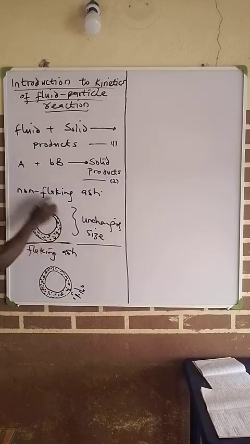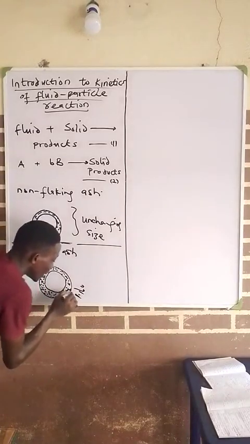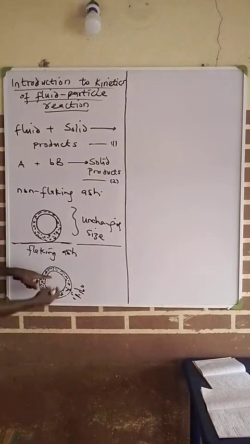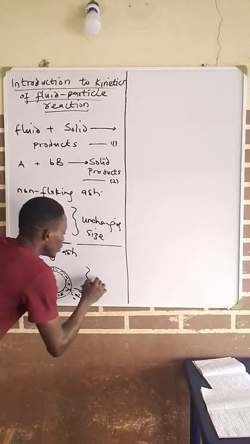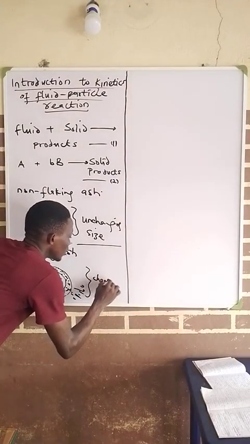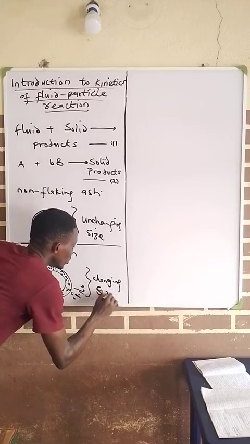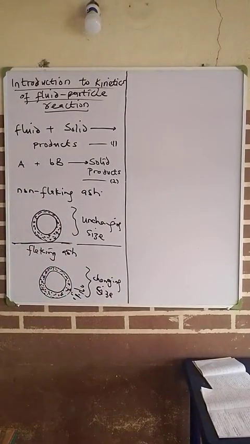It will not be the initial size. It will not maintain its size. So when the flaking ash starts to break away from this unreacted core, in that condition we call it changing size. We say that the solid product has a changing size. This is very important.